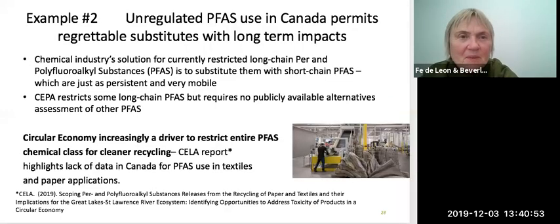Next, please. The next example is back to our good old per- and polyfluoroalkyl substances, or PFAS. These chemicals are used for stain resistance and water repellency, and 99% of Canadians have these chemicals in our bodies. Unfortunately, we have many unregulated PFAS used in Canada, which is permitting regrettable substitutions, again with very long-term impacts to the environment and human health.